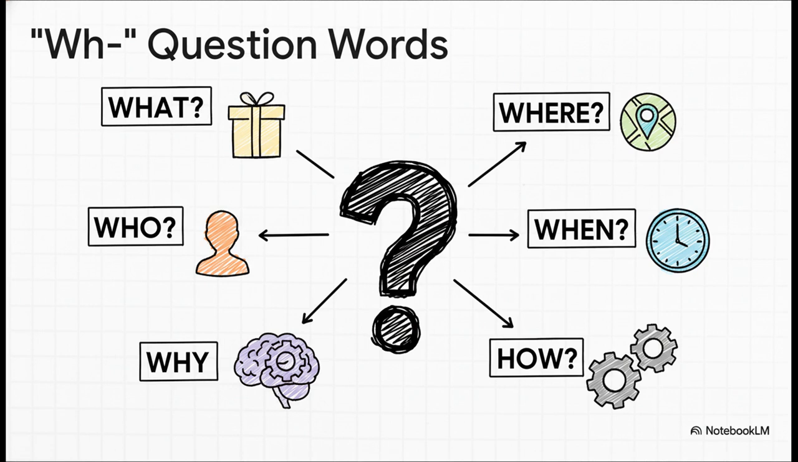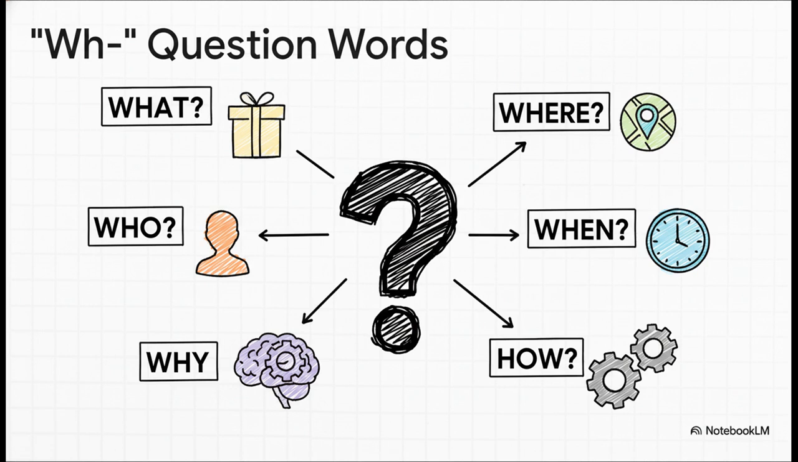What? We use what to ask about things. Where? We use where to ask about a place. Who? We use who to ask about a person. When? We use when to ask about time. Why? We use why to ask for a reason. And the last one's a little different. How? We use how to ask about the way something is.